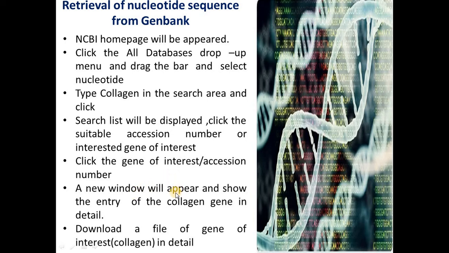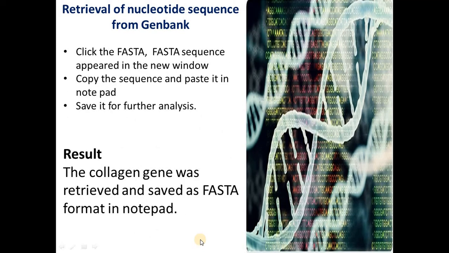A new window will appear and show the entry of the collagen gene in detail. You can download a file of the gene of interest in detail. Otherwise, if you want the gene sequence, we always download it in FASTA format. Click FASTA and the FASTA sequence will appear in the window. FASTA always starts with the greater-than symbol, followed by the accession number and then the organism.